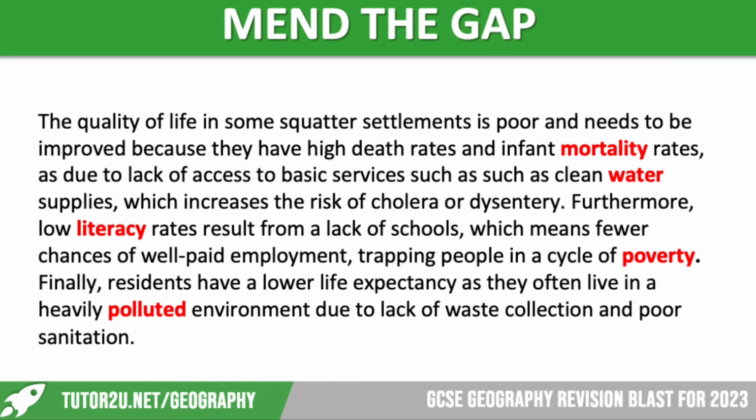So the quality of life in some squatter settlements is poor and needs to be improved because they have high death rates and infant mortality rates, due to a lack of basic services such as clean water supplies, which increases the risk of cholera or dysentery. Furthermore, low literacy rates result from a lack of schools, which mean fewer chances of well-paid employment, trapping people in a cycle of poverty. Finally, residents have a lower life expectancy as they often live in heavily polluted environments due to a lack of waste collection and poor sanitation. If you got all of those correct, well done.